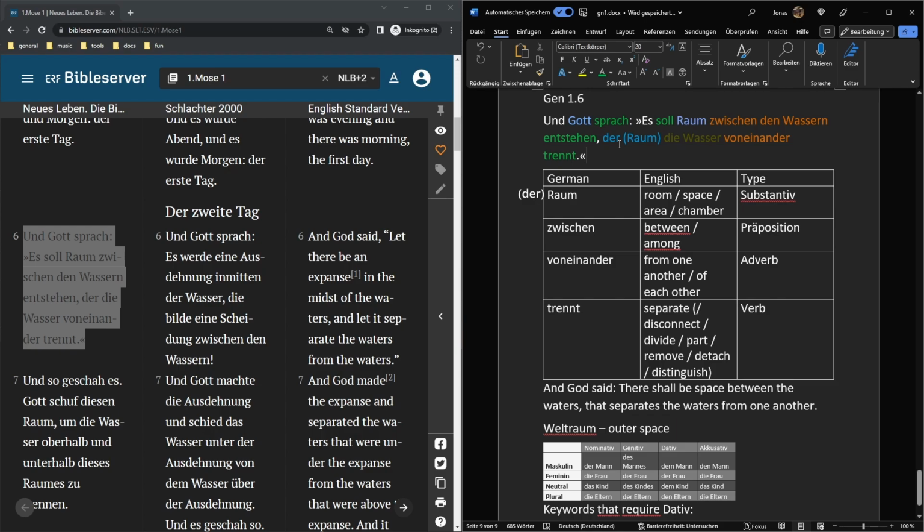And God said, there shall be space between the waters that separates the waters from one another.